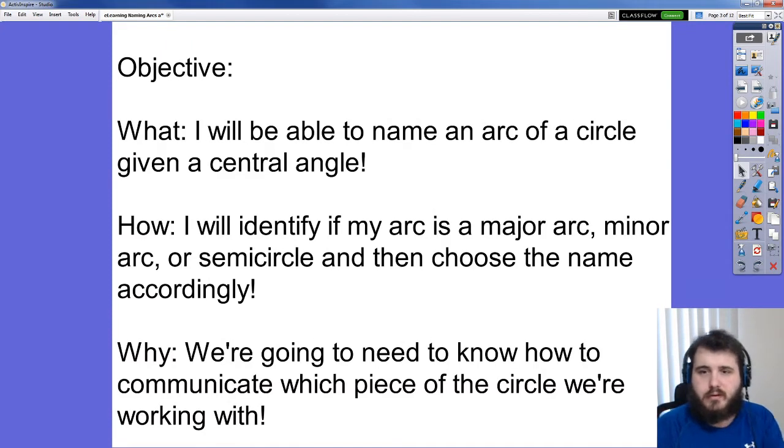So what we're going to be wanting to do today is naming an arc of a circle given a central angle. How we're going to do this is we're going to identify if the arc is a major arc, minor arc, or semicircle, and then we will choose the name accordingly. One of the reasons why we need to know how to do this is because we're going to need to know how to communicate which piece of the circle we're working with eventually, and it really basically boils down to knowing how to say what's what, right?